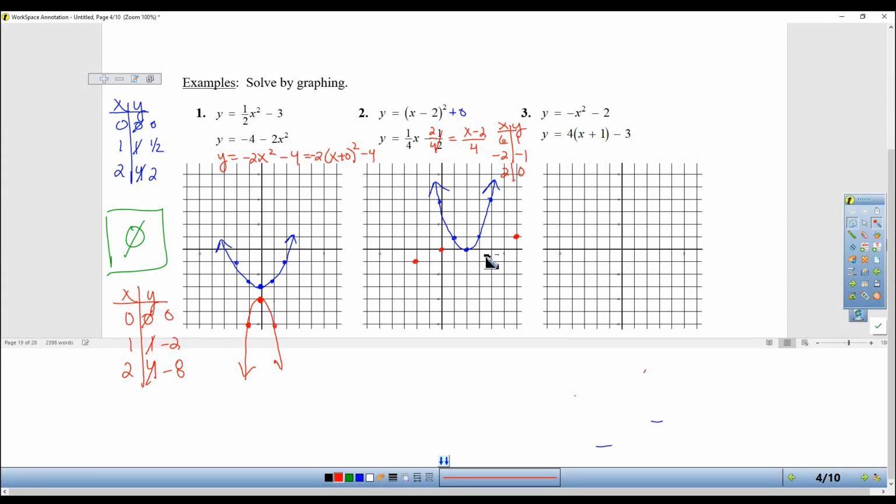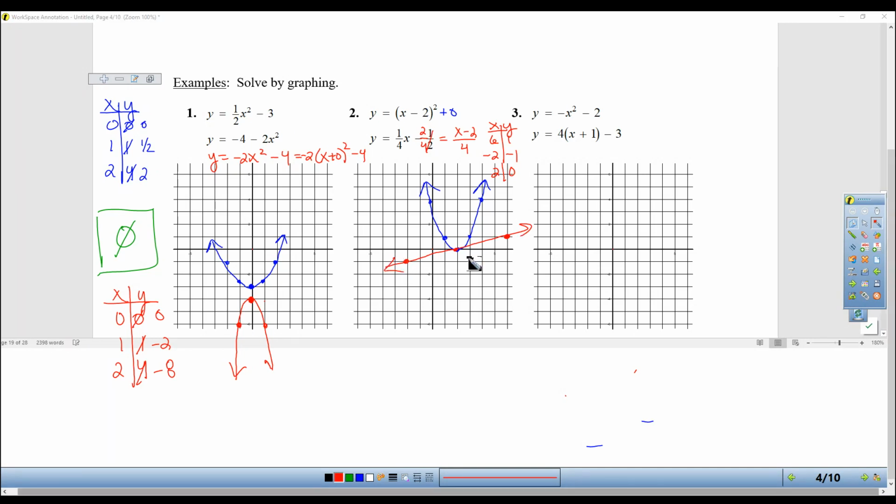So somewhere I have made a mistake. Oh, 2, 0. I just plotted that point wrong. 2, 0. Not 0, 0. There we go. And so where does it touch? Right there at the 2, 0 that I plotted wrong. Thanks for being patient.